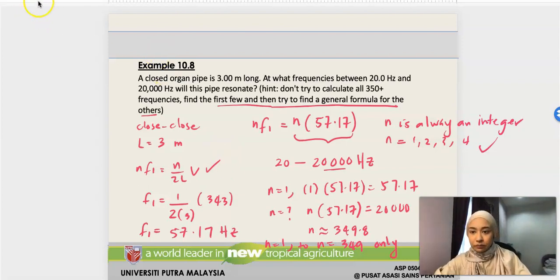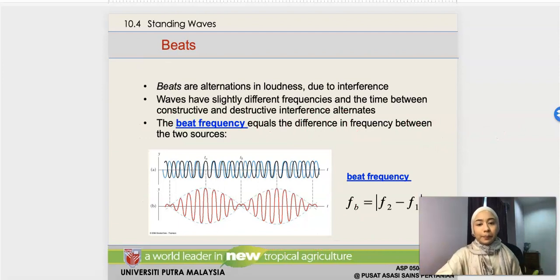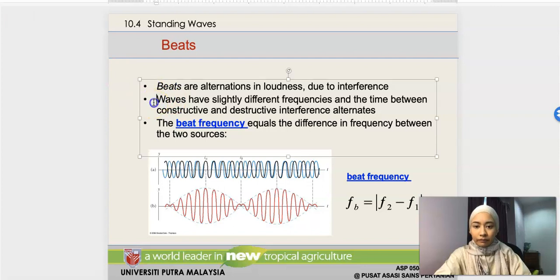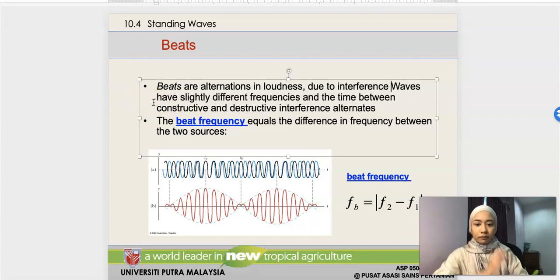Okay, now we move on to beats. Beats are alternations in loudness due to the interference of two waves of slightly different frequencies. Sekejap, tersilap ni. Of waves with different frequencies.